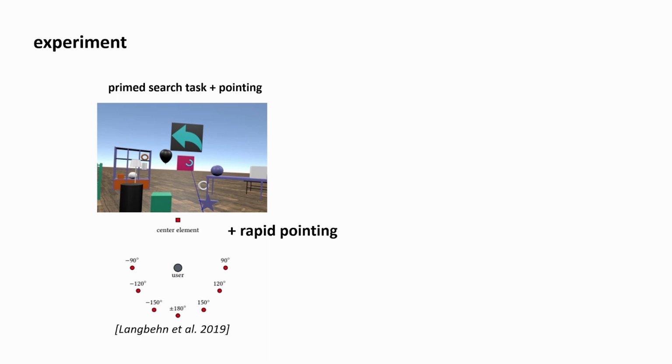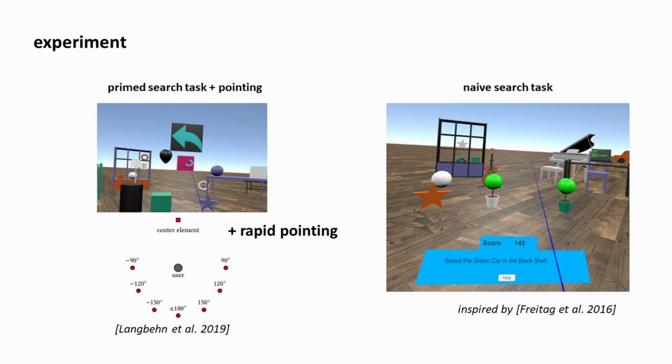When having accomplished that, participants were asked in which direction they started. We added a rapid pointing task here to reveal potential effects of lower cognitive spatial orientation. The naive search task was inspired by a design of Freitag et al. Here the participants had to find specific objects in the same scene.